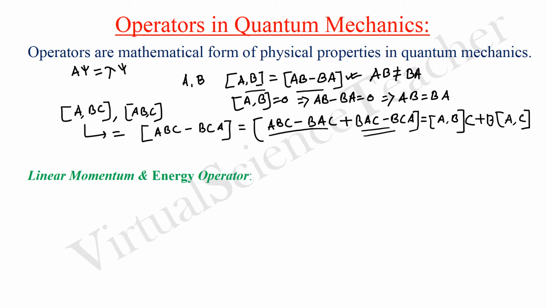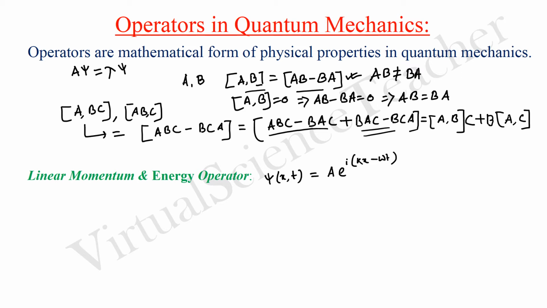We already know about the wave function. The general form of the wave function is psi of x and t. Psi is the wave function, x is the position, and t is the time. This can be written as A e to the power i(kx minus omega t), where k is the propagation factor and omega is the frequency with which the wave is propagating.